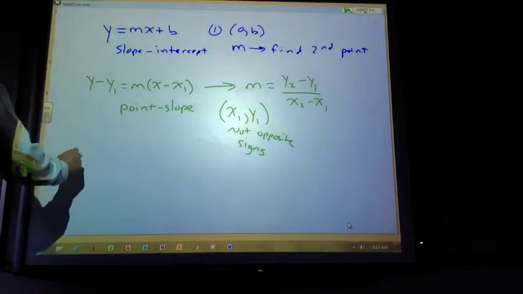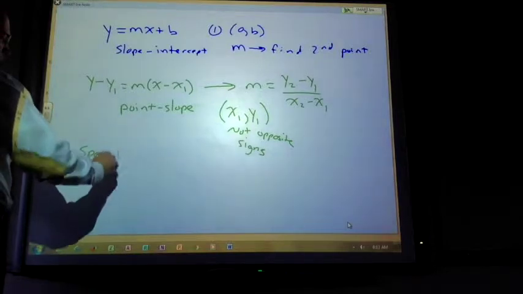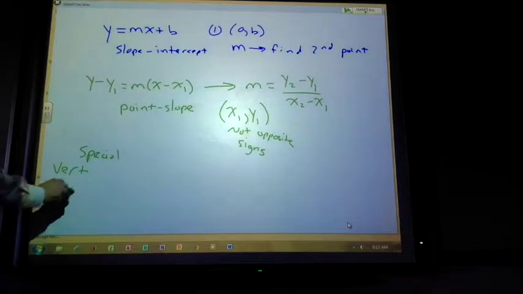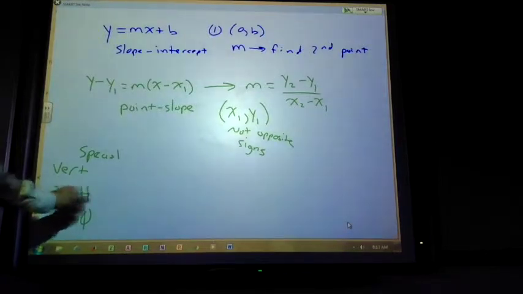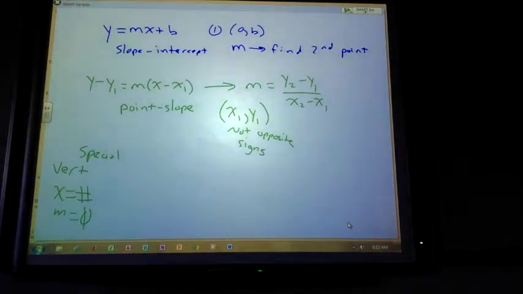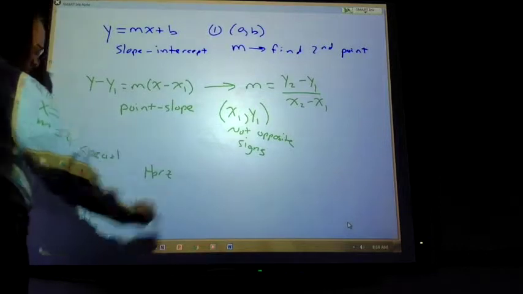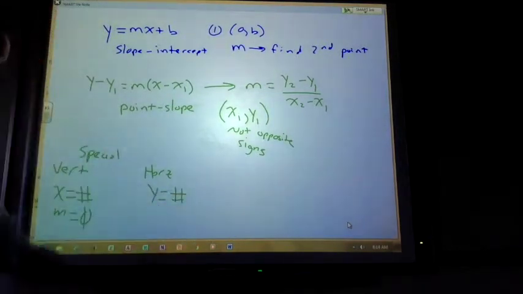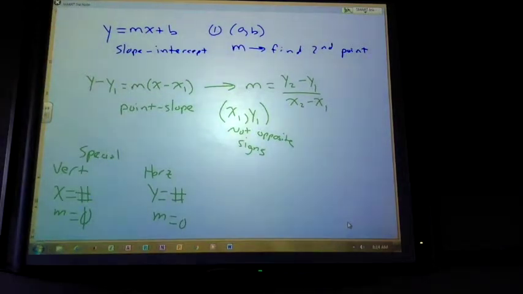And then we did have the special cases. So this could be a vertical line. Vertical lines is x equals some number, where slope is undefined. Or you have a horizontal line where you have y equals some number, where your slope is equal to 0. Okay? So those are basically the ins and outs of what we're doing with this.